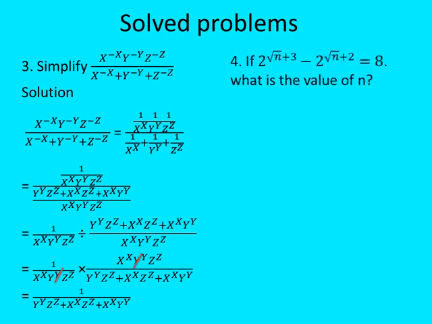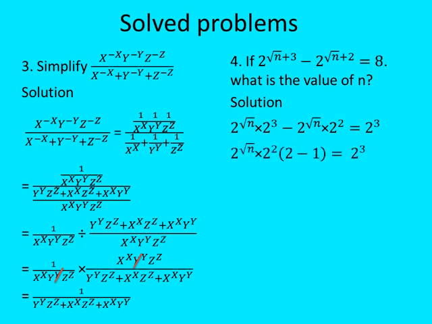And we have the first question. If 2 raised to power root of n plus 3 minus 2 raised to power root of n plus 2 is equal to 8, what's the value of n? Solution. 2 raised to power root of n plus 3 is still written as 2 raised to power root of n times 2 raised to power 3 minus 2 raised to power root of n plus 2 is still written as 2 raised to power root of n times 2 raised to power 2, and 8 is written as 2 raised to power 3. Yes, we all know that 2 times 2 is 4 and 4 times 2 is 8.